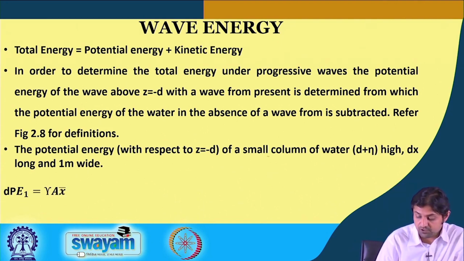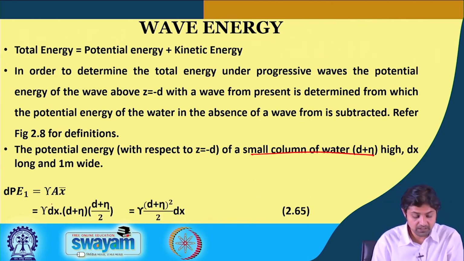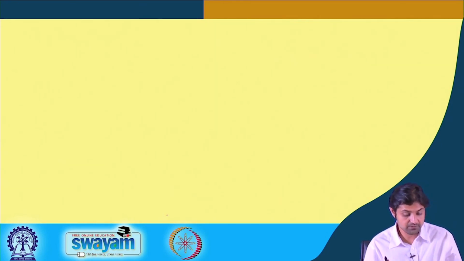If we have a small column of water d plus eta height, where dx is the length and 1 meter wide, the potential energy will be gamma A x bar. The area will be d plus eta, into d plus eta by 2, into dx. So, the potential energy will be gamma times d plus eta whole squared by 2, multiplied by dx. This is the potential energy of a small column of water.